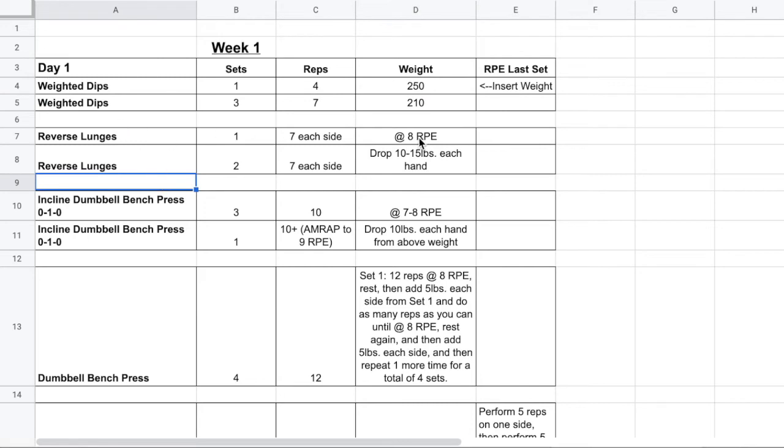Similar thing here, reverse lunges. 1 set of 7 at an 8 RPE, and then they have the option to drop about 10 to 15 pounds each hand for the back off sets.